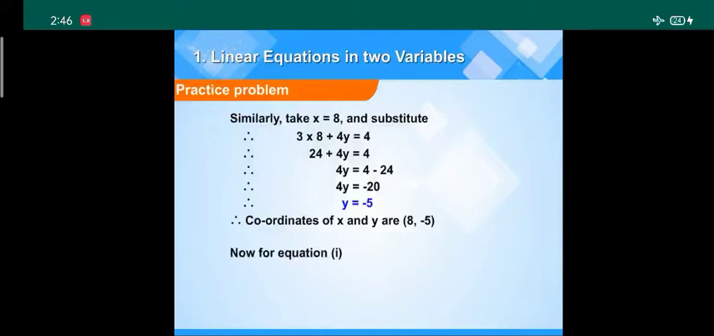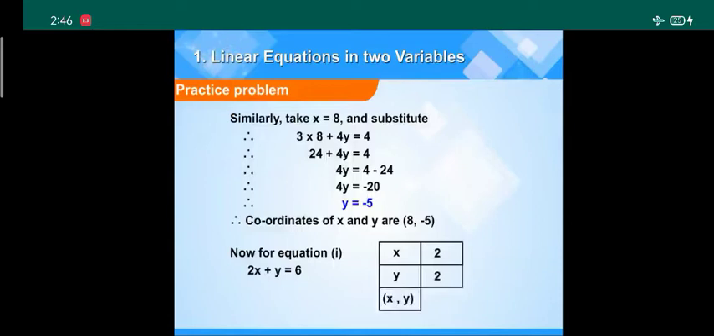Now, for equation 1, 2x plus y is equal to 6. X is 2, y is 2. Coordinates of xy are 2 and 2. Similarly, x is 1, y is 4. Coordinates of xy are 1 and 4.